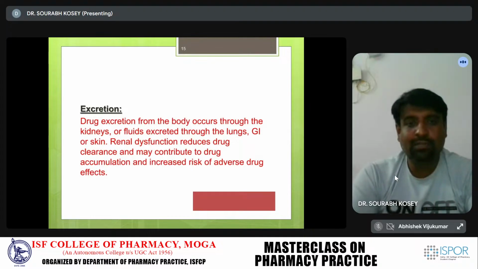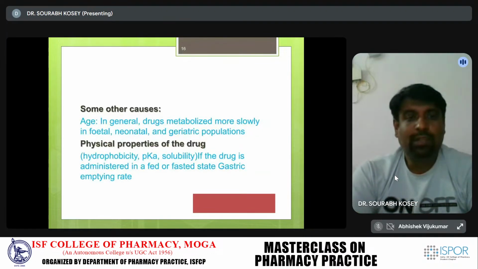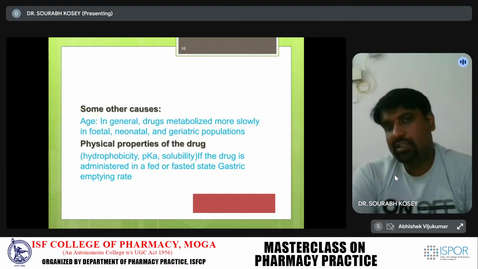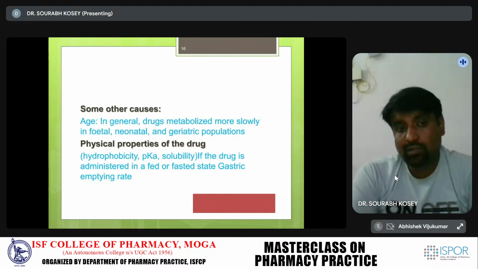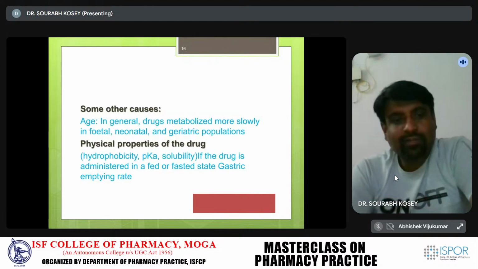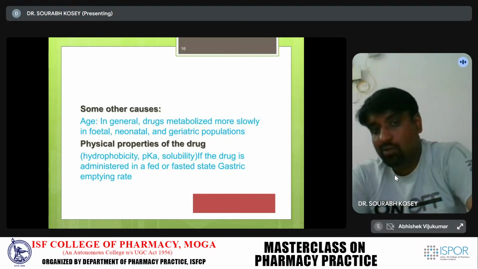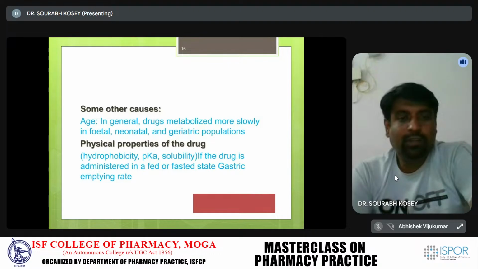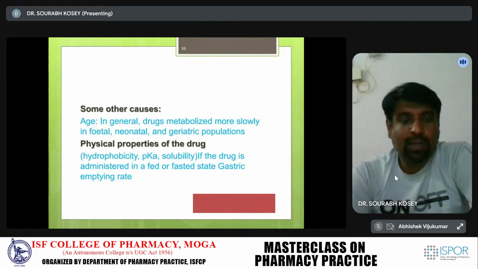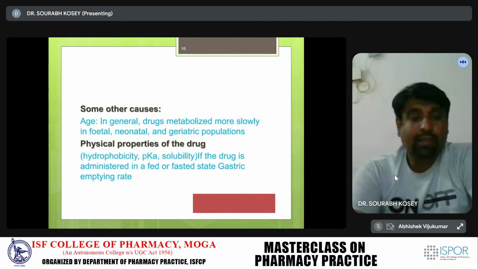So renal dysfunction reduces drug clearance and may contribute to drug accumulation and increase the risk of adverse drug effects. Other causes like age: in general, drugs metabolize more slowly in fetal, neonatal, or geriatric populations because the basic metabolic rate is quite slow compared to adults. Physical properties of the drugs like hydrophobicity, partition coefficient, solubility. And whether the drug is administered in a fed or fasted state, gastric emptying rate.